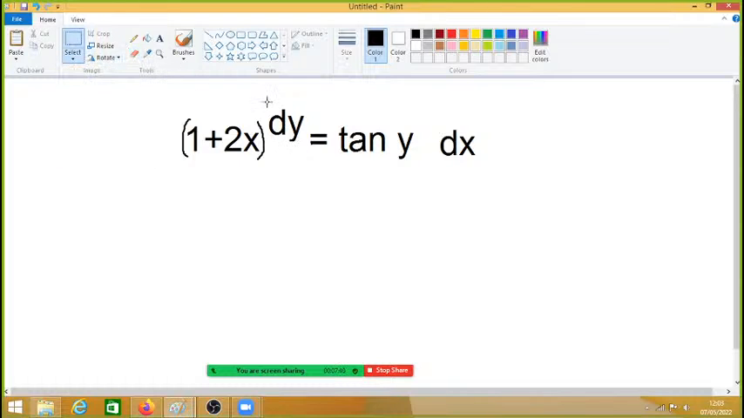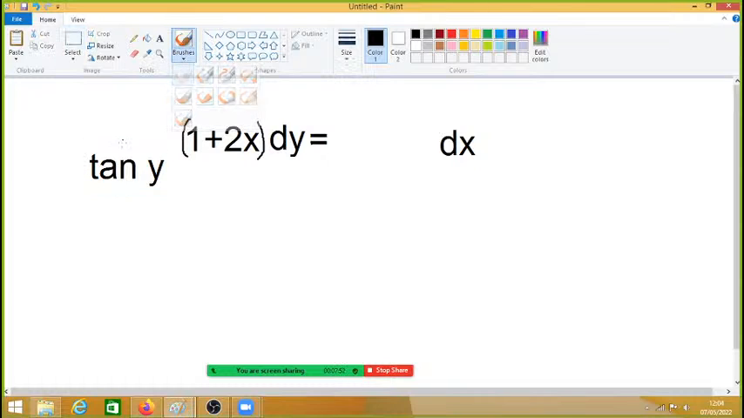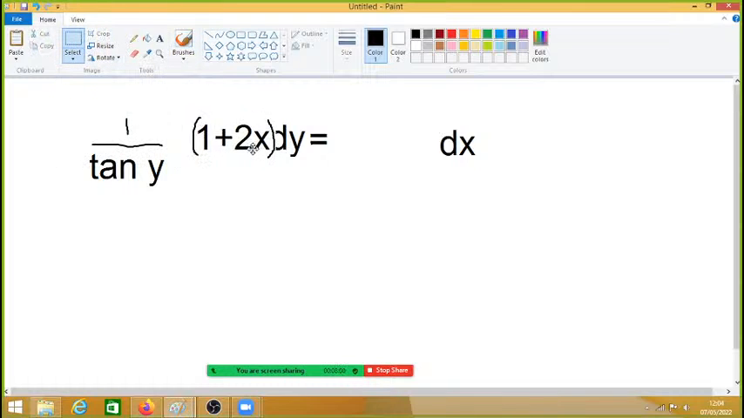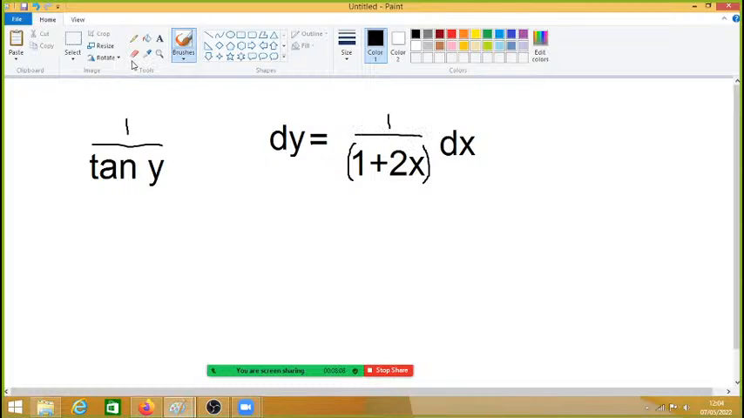And then you want to think, well, I really want all the y's on one side and all the x's on the other side. So if I've taken dx to this side, I really want to bring the y's to the other side. So tan y can come onto this side and we can write that as 1 over tan y. And then similarly, the x's can go to the other side, and that can be 1 over 1 plus 2x. So that's called separation of variables. Look how I've put all the x's on one separate side and all the y's on one separate side.